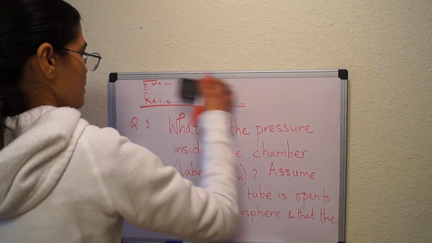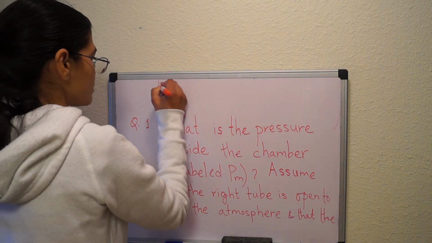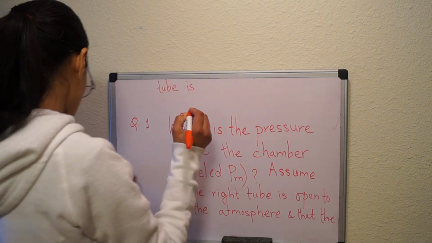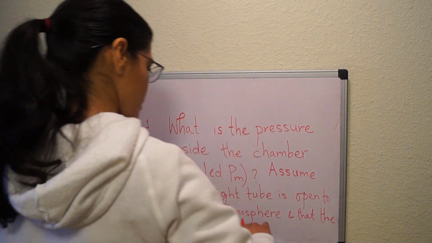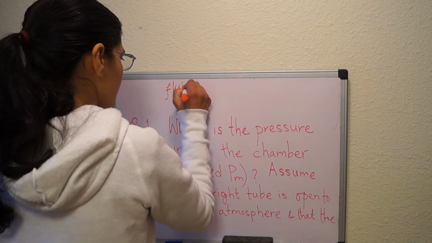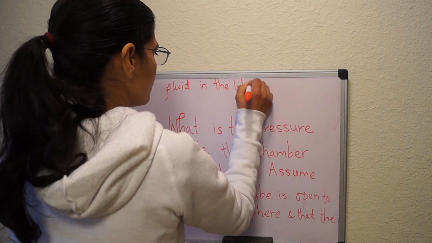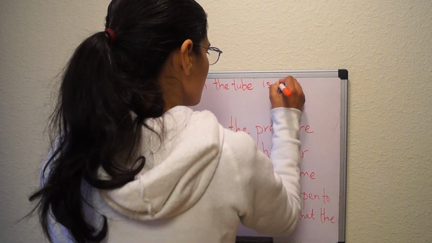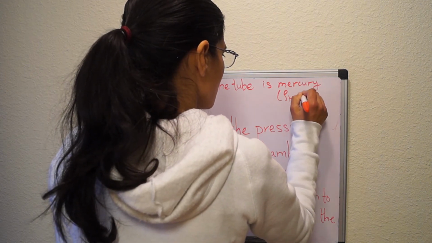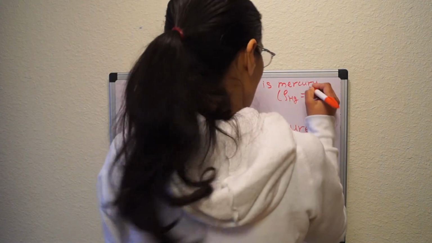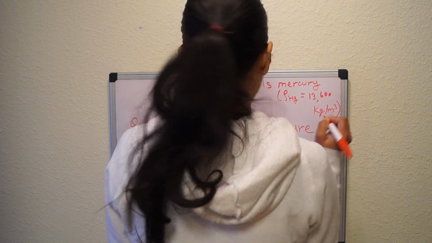the fluid in the tube is mercury, and the density of mercury, rho Hg, where Hg means mercury, is given as 13,600 kg per meter cubed. Alright, so this is the question here.